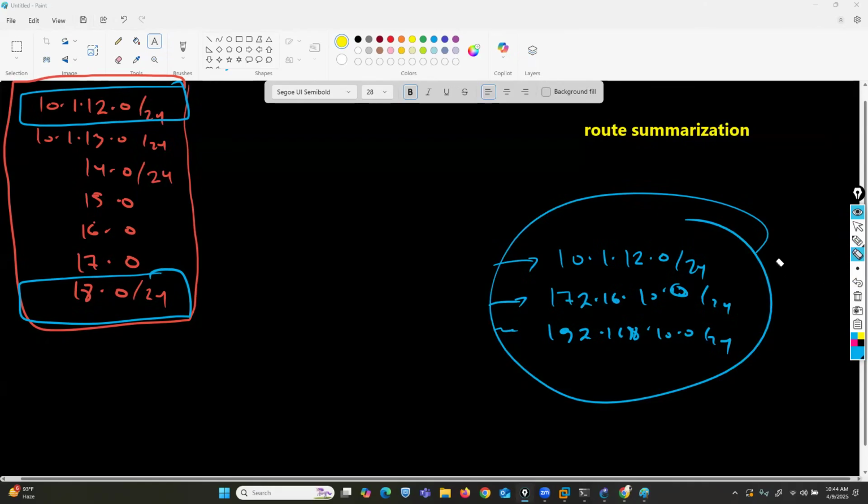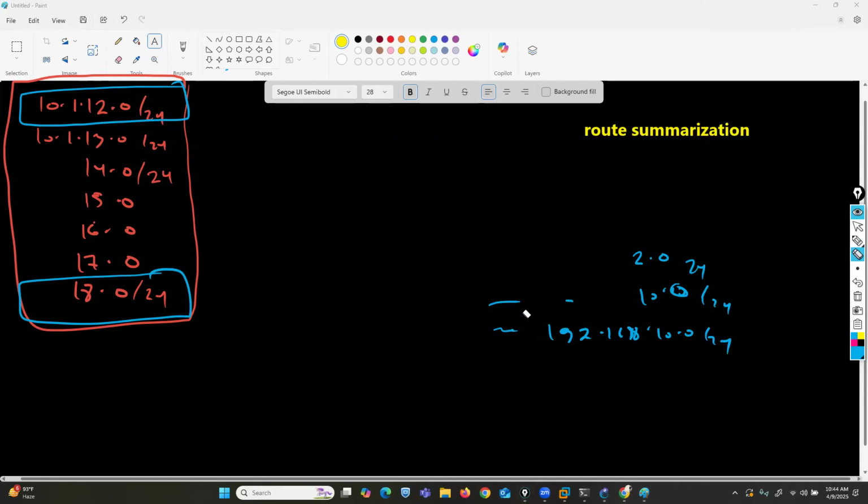So remember, you can only summarize contiguous networks. So these are contiguous networks. Same, see, 10, 10, contiguous network. So now I'm looking for the summary address of this network. What you can do, this is the first step: you can take the first network and the last network.